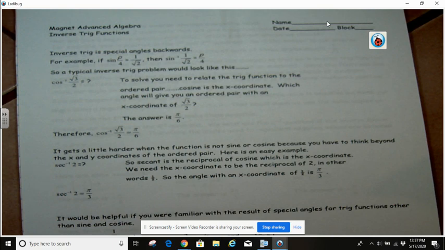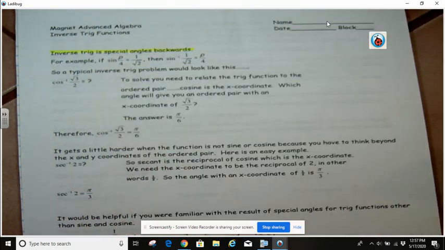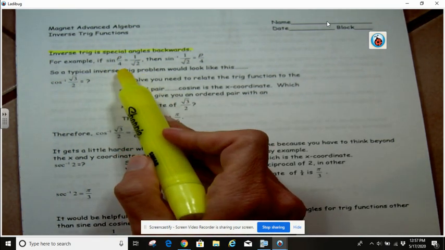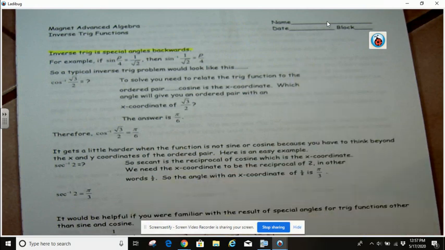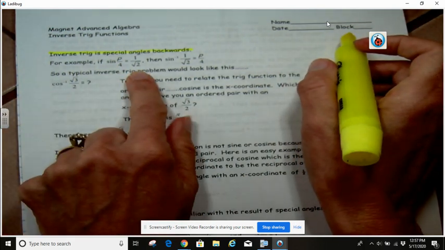Okay, inverse trig is just special angles backwards. That is the foundation of inverse trig right here. The better you know special angles, the easier inverse trig is. So for example, this should say the sine of pi over 4. Okay, so instead of pi, there's a p there. I don't know why I printed out like that. The sine of pi over 4 would be 1 over root 2.